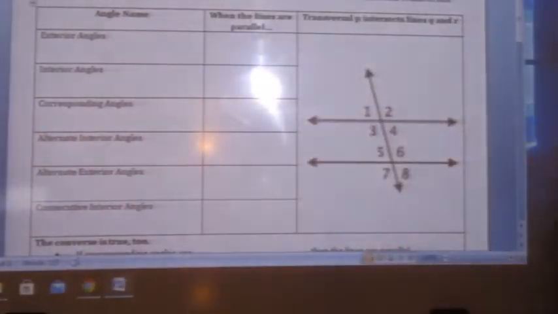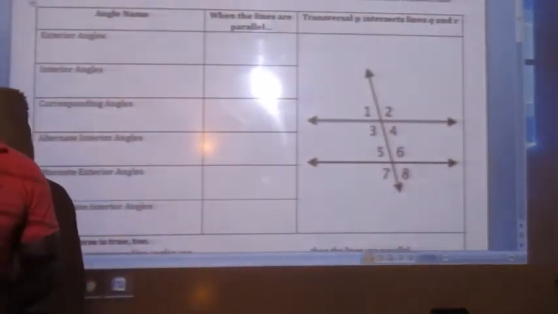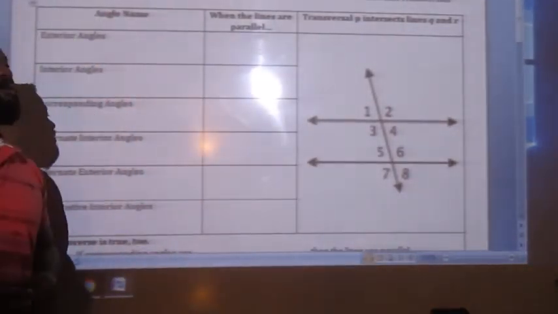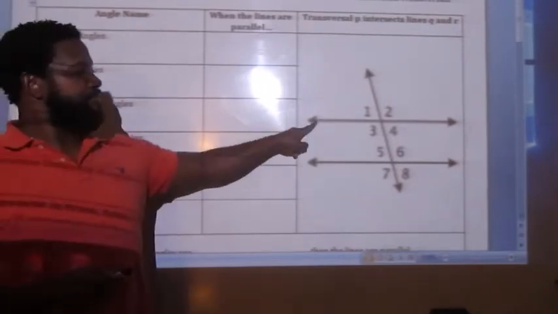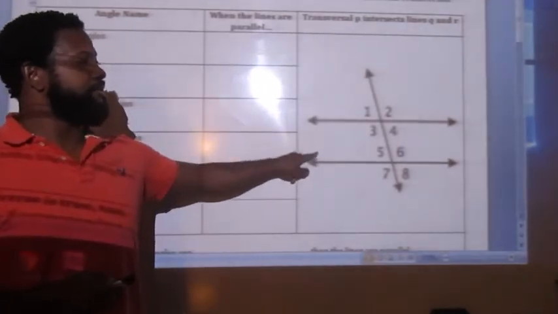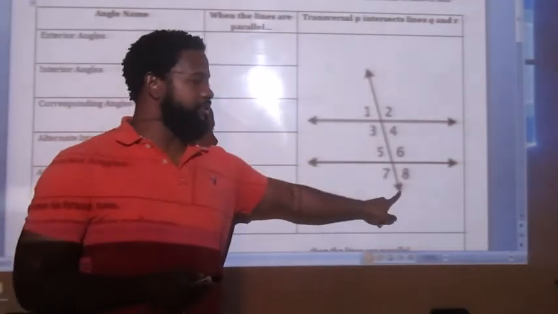Transversals. Eventually we're going to be going over slopes, but right now I want to go over two parallel lines being cut by a transversal, okay?